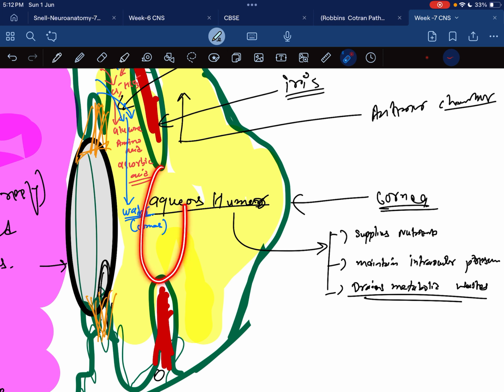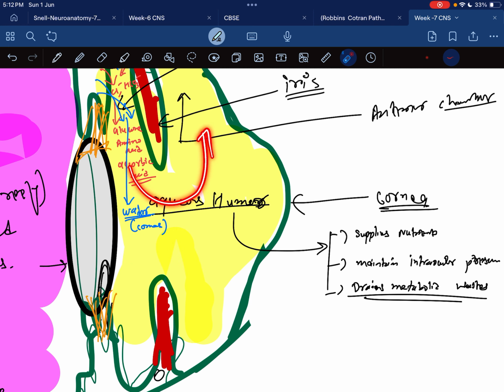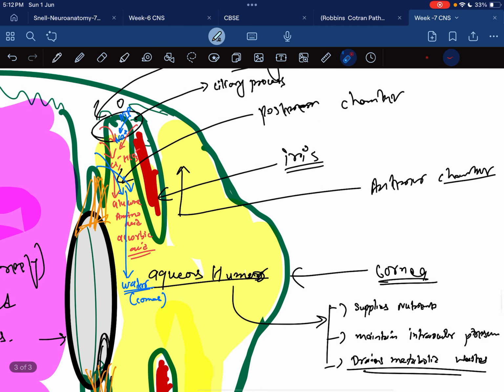passes through the pupil, where there is a slightly small amount of space to pass through from the posterior to the anterior. It comes into the anterior compartment, or anterior chamber. So there is the posterior chamber behind the iris, and the fluid goes through the pupil to the anterior chamber, and then there is drainage. So now it has drainage.